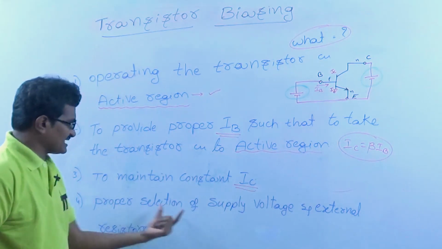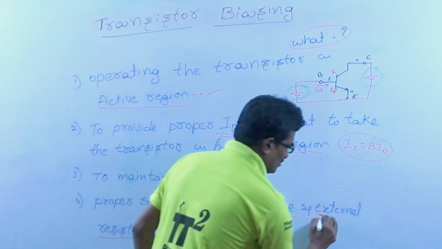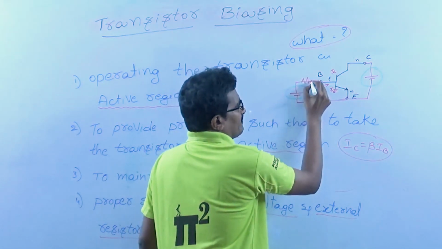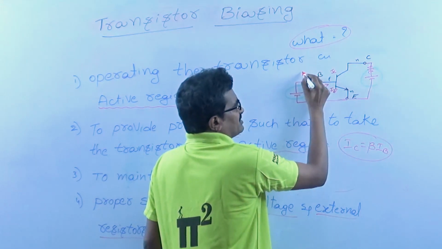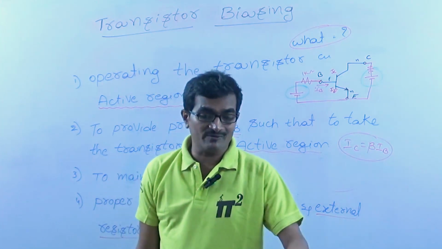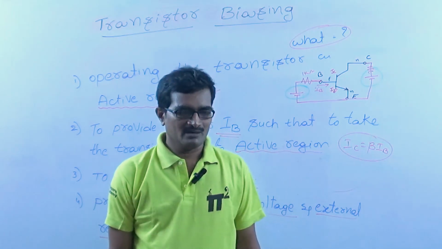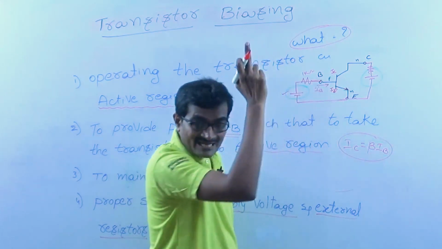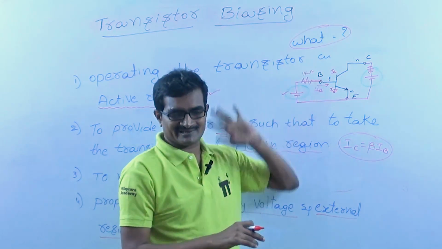Next, proper selection of supply voltage and external resistors is also called biasing. See, not only this one, we need to provide a resistor here, and a resistor here. This is also biasing. Which value of resistor do we need to use? 1 kilo ohm, 2 kilo ohm, 3 kilo ohm or 500 ohms? That is also biasing. Now how much voltage do we need to apply? If I apply more voltage, it will take your transistor into saturation. So proper selection of this value is also biasing.